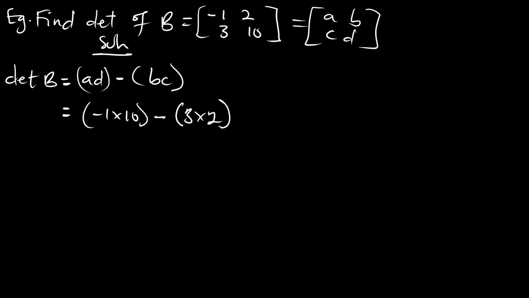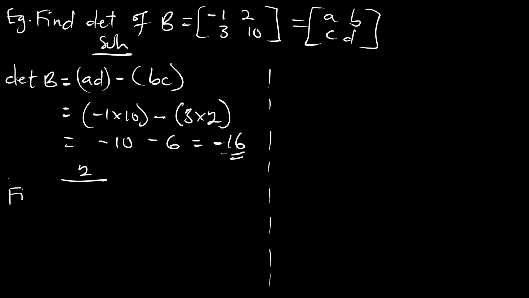And this is going to give us negative 10, negative 6. So the determinant is going to be negative 16. So the determinant of this matrix B is negative 16. It's just a single number. Are we okay? So let's look at example 2.